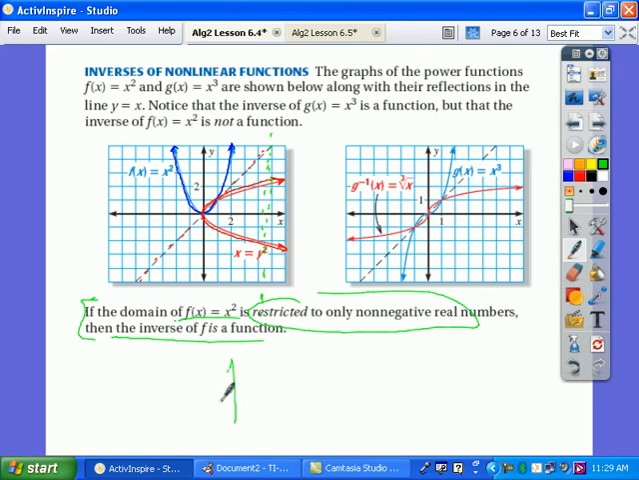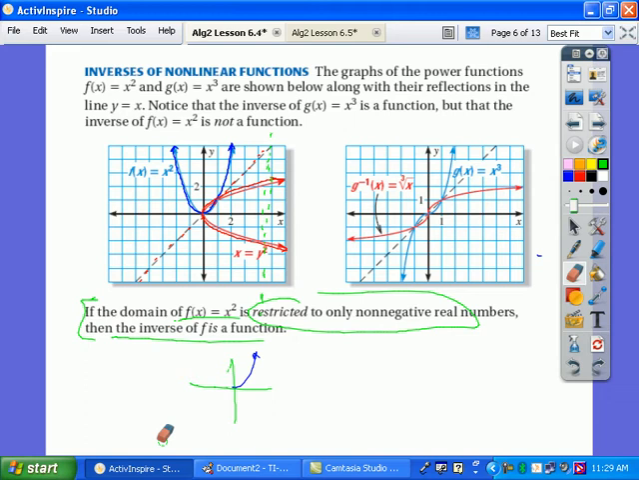So imagine this is my parabola, right? This is my graph y equals x squared. Instead of talking about that whole graph, I'm going to simply restrict the domain over here, and we're only going to talk about half of it. And the reason we do that is because now we'll be able to get an inverse that is a function.